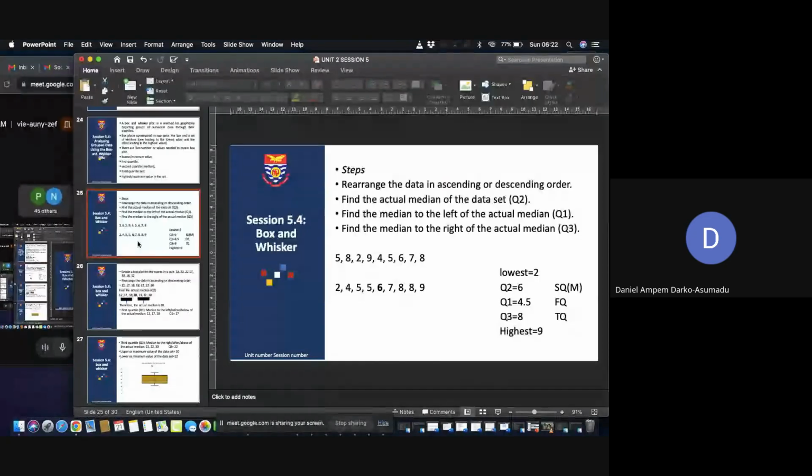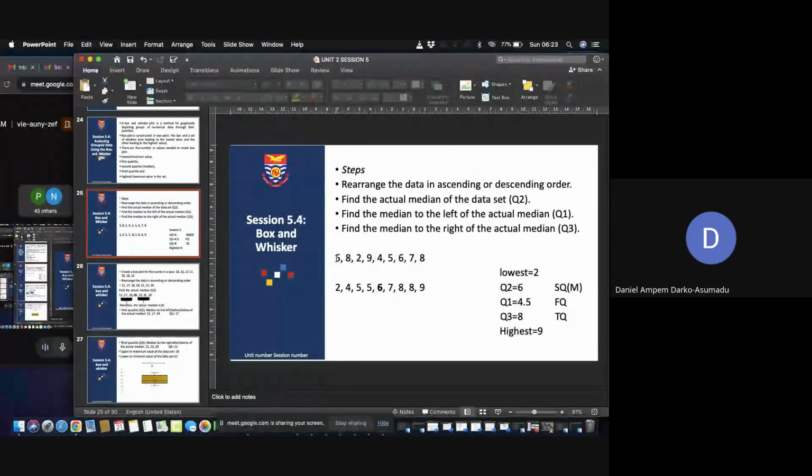So the steps are simple. Rearrange the data in ascending or descending order. Find the actual median, which is the second quartile, Q2. Find the median to the left of the actual median, which is Q1. Then find the median to the right of the actual median, which is Q3. So: first quartile, second quartile, third quartile, the lowest value, and the highest value. All right.